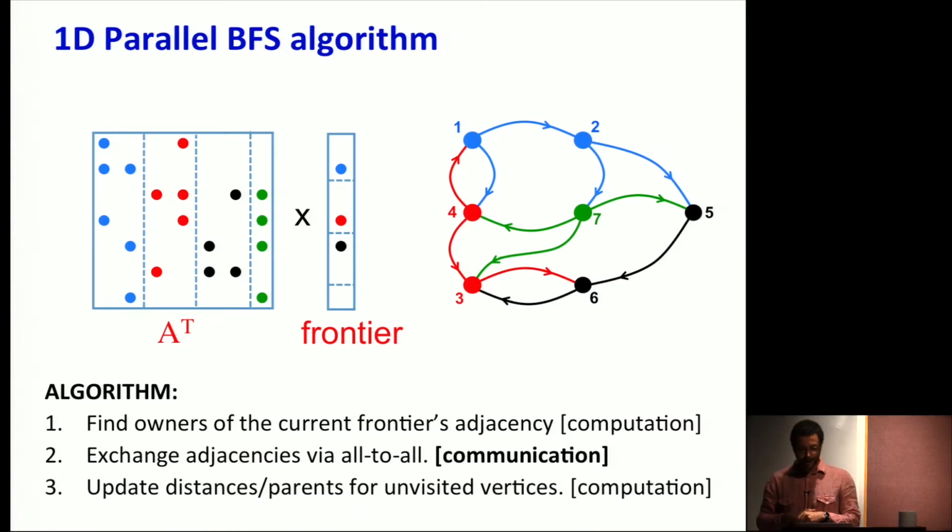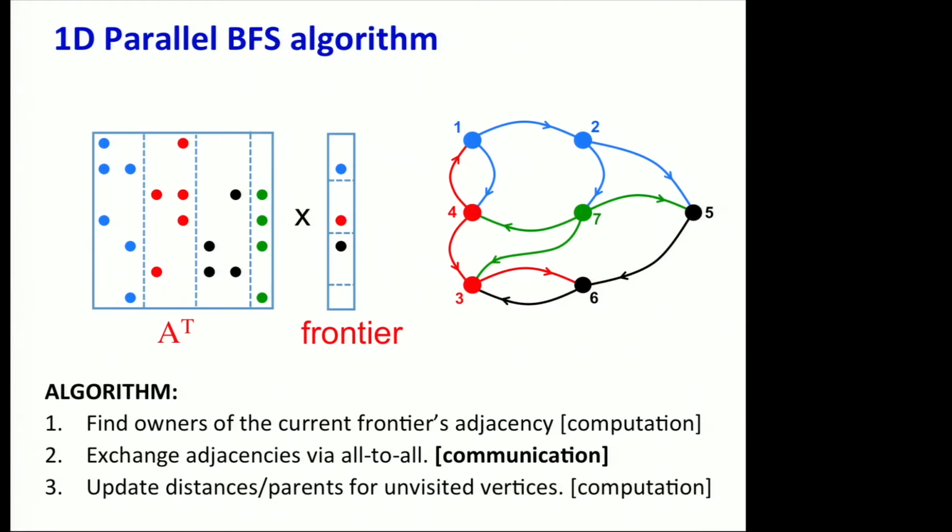This decomposition is very easy to visualize in the graph. You see that all the blue dots are essentially the adjacencies of 1 and 2, and all the red dots are adjacencies of 3 and 4, and so on. So the algorithm here to do one step of the breadth-first search is pretty simple. You would do only one piece of communication. First, you find the owners of your current adjacency without any communication.